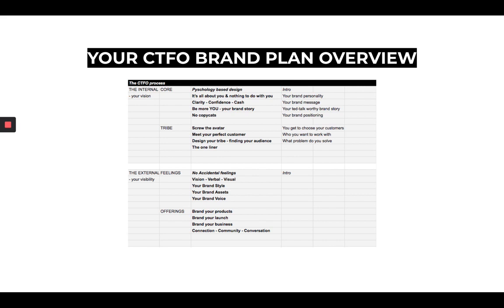And now we can move into the final part of the CTFO brand plan, which is your offerings. So brand your products. Now, we're really into the meat of it here. We've done all the internal work and we've created the external branding, but your brand doesn't stop there. This is where the confusion most people have between brand and branding comes up, because your brand is the internal stuff, whereas your branding is the external stuff, which is great. But what most people forget is that your brand also covers what you're actually selling.